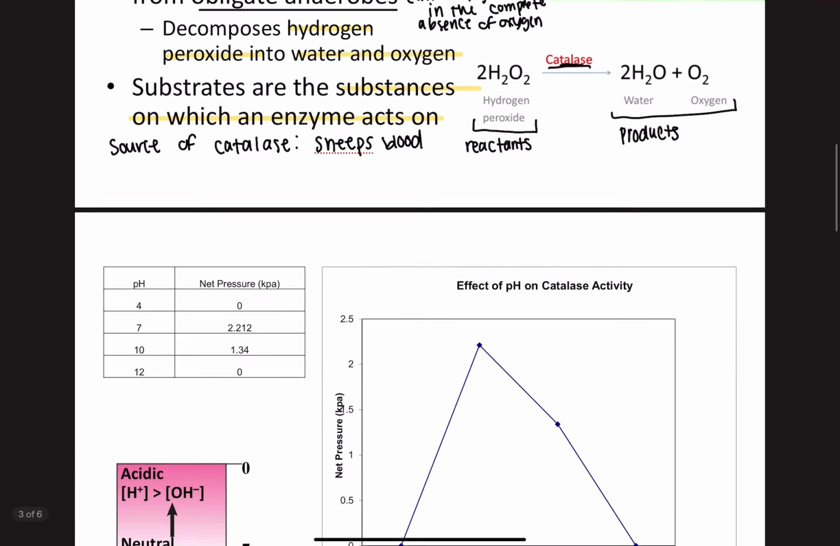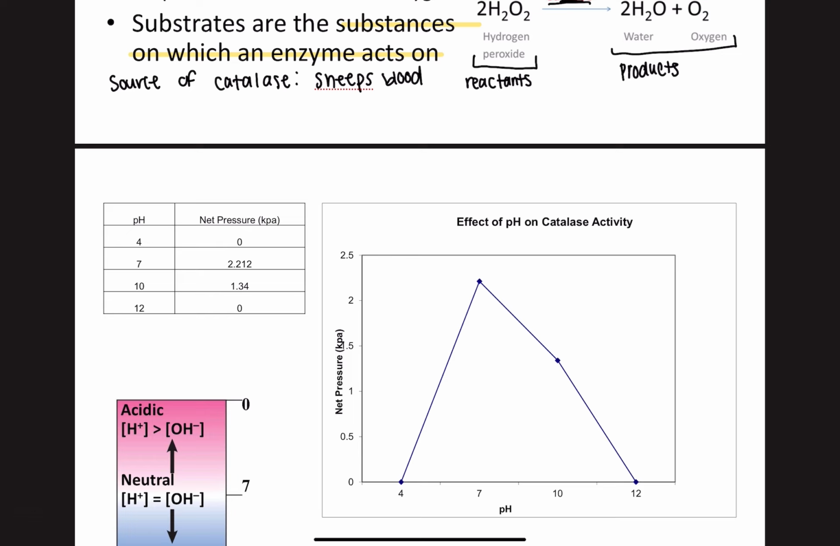So we had a few different independent variables in this lab, and those independent variables included pH, temperature, enzyme concentration, substrate concentration, and the presence of inhibitors. These are considered our independent variables because we manipulated them to observe how they affect catalase activity.